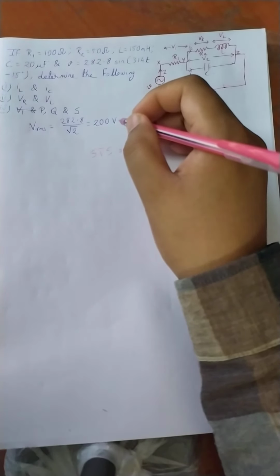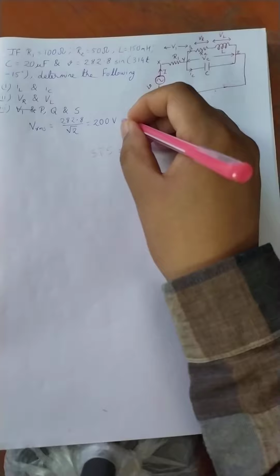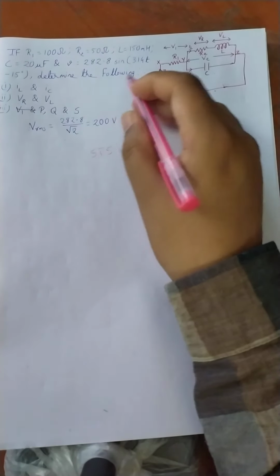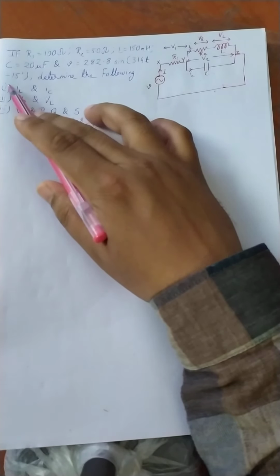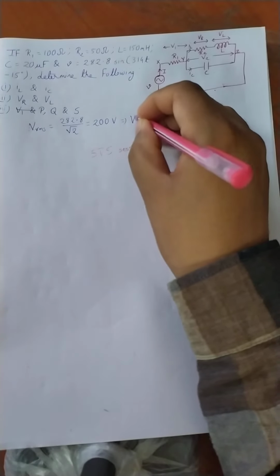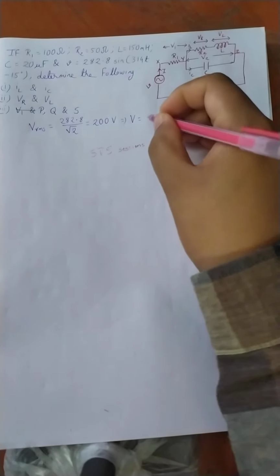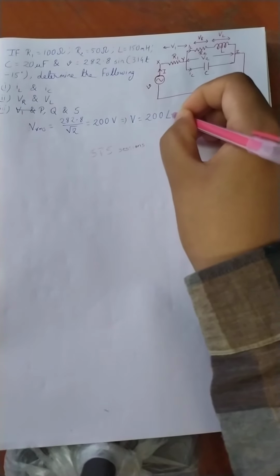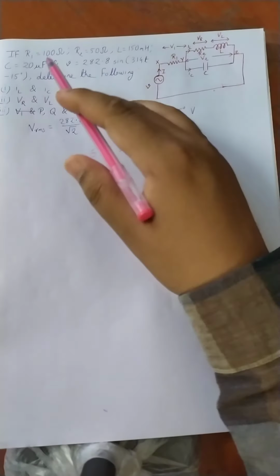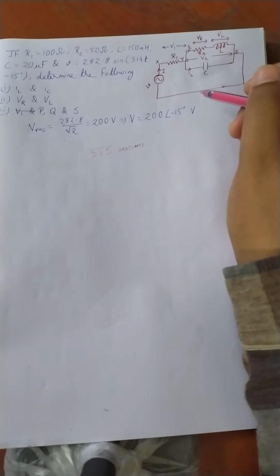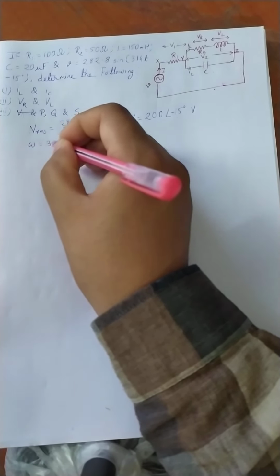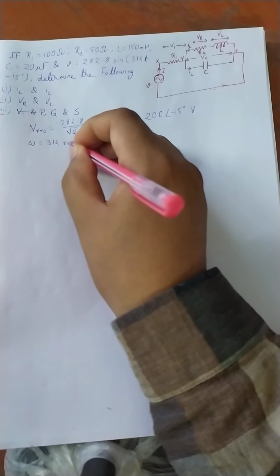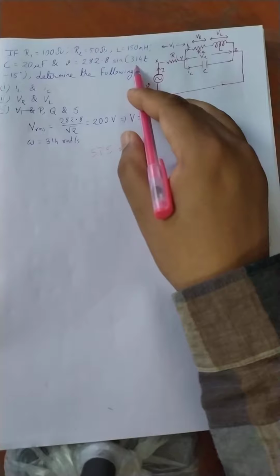Now what is given is that this V has a phase difference of minus 15 degree from the reference. So we can write that the RMS of this voltage source is represented as 200 angle minus 15 degree volt. So this is the RMS value and this is the phase angle which is given in the problem. So this is V. Now what is also known is omega, that is 314 radian per second. This is the value of omega.